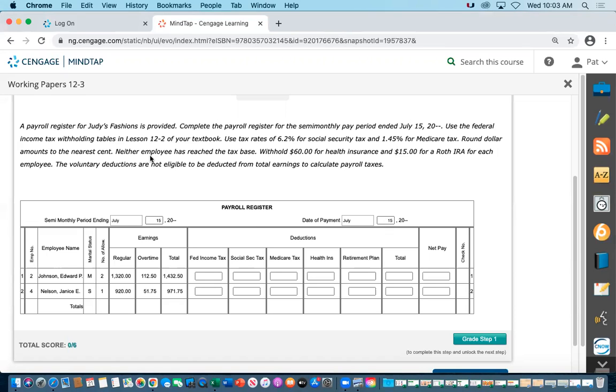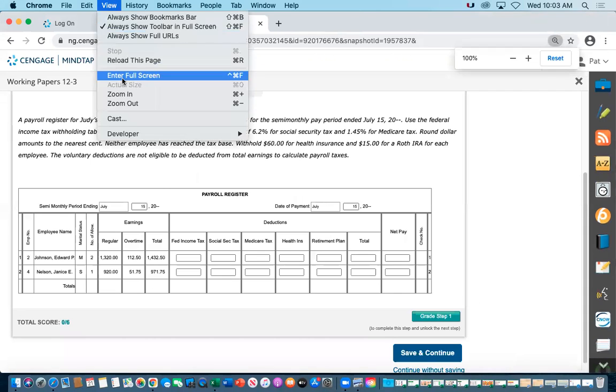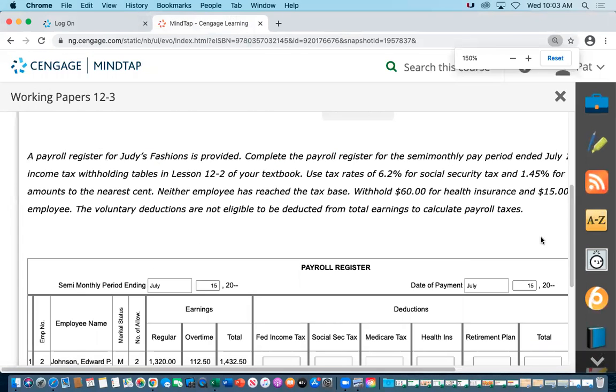We will have to do some rounding probably. Neither employee has reached the tax base. We're only doing 2 employees. That's nice. They haven't reached the tax base, meaning we will charge them Social Security tax. They both are withholding $60 for health insurance and $15 are thrown into a little fund. Voluntary deductions are not eligible to be deducted from total earnings, so they're going to be done in the deduction section. All right, so let's zoom in. You can see what's going on.